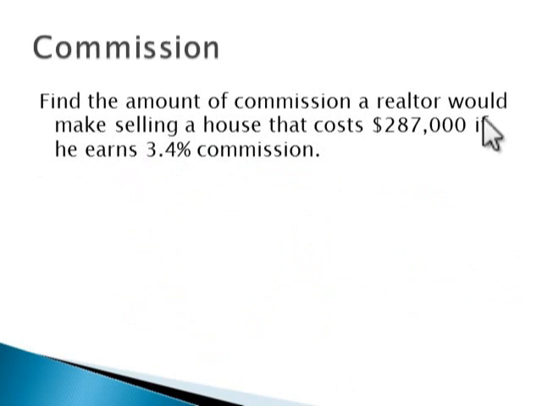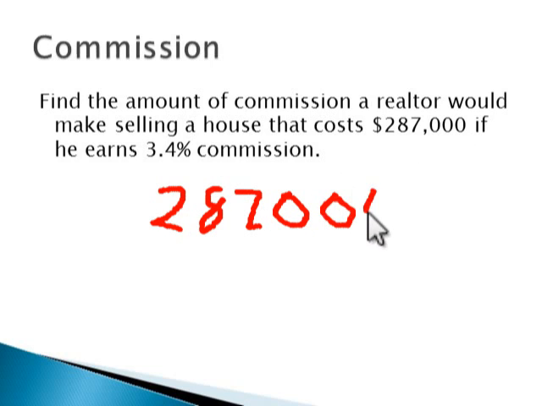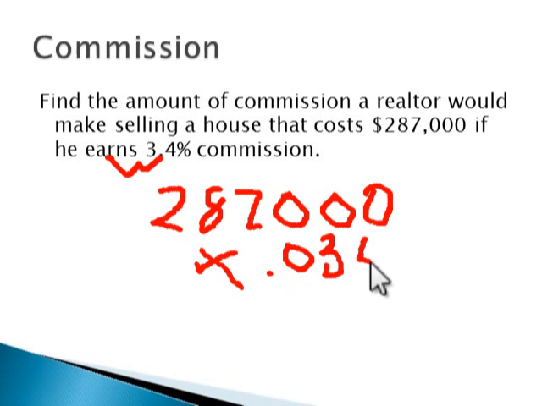Okay, last idea. Alrighty. Find the amount of commission a realtor would make selling a house that costs $287,000 if he earns 3.4% commission. So just like every other problem, we're finding this percent of the cost of the house. So we're just going to multiply 287,000 times 3.4% changed into a decimal. Just move the decimal point 2 places to the left, so 0.034.